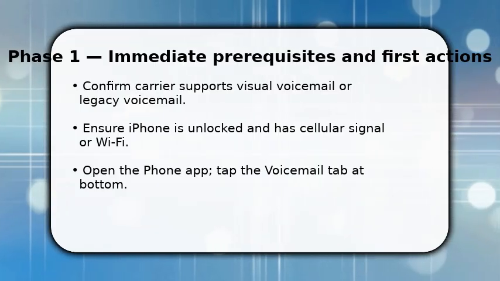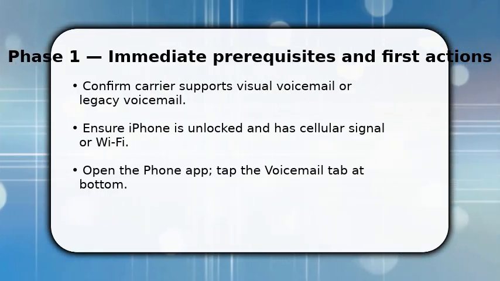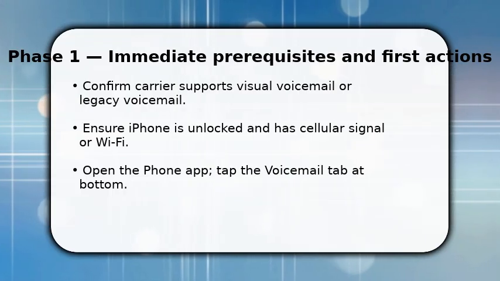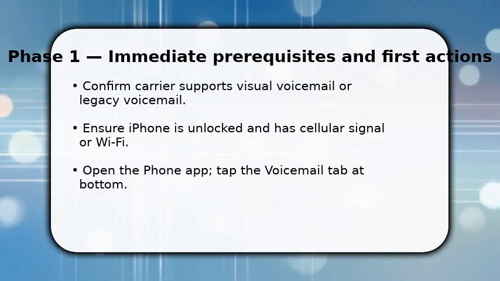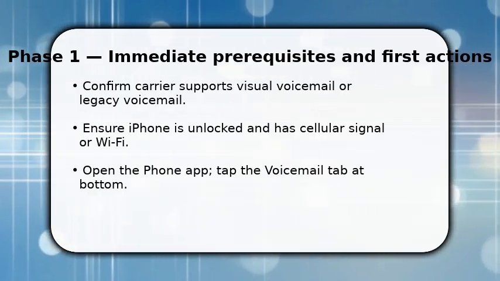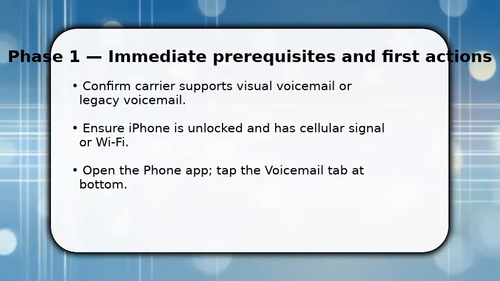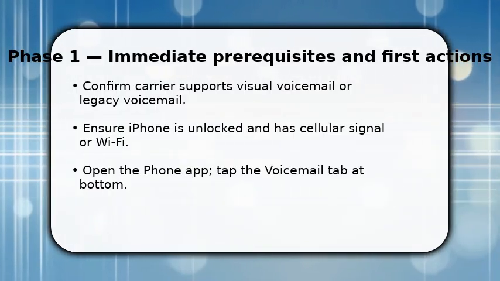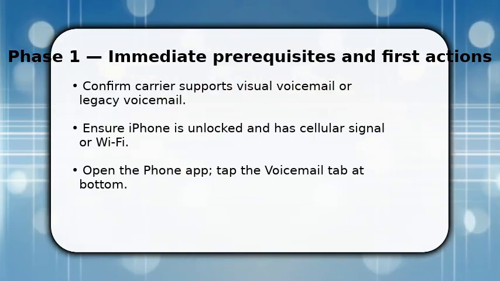Start now. Make sure your iPhone is unlocked and has signal, because carrier settings transfer over the network. Open the Phone app and tap Voicemail at the bottom. This reveals visual voicemail controls when available. If you see a setup button, you have visual voicemail, and you can disable notifications or delete the greeting there. Once done, note whether voicemail is carrier-based or app-based. That affects the next steps, so keep that in mind as we move forward.